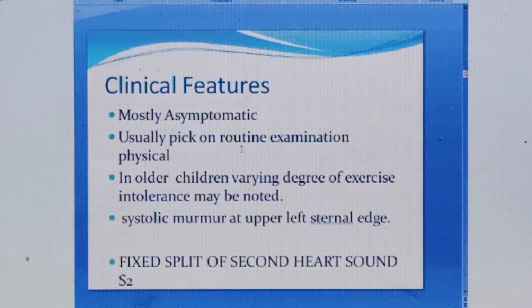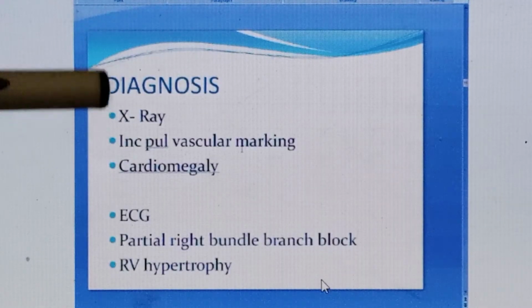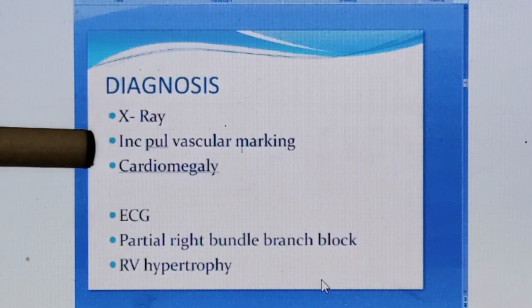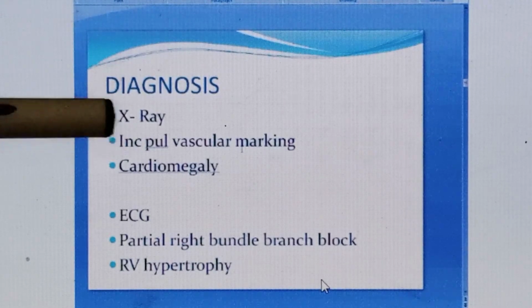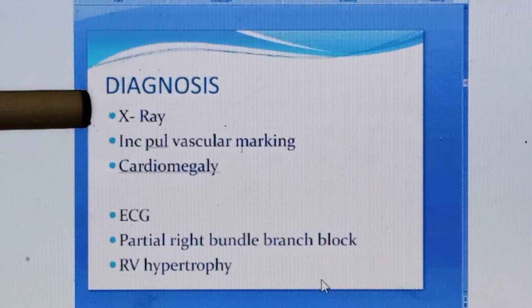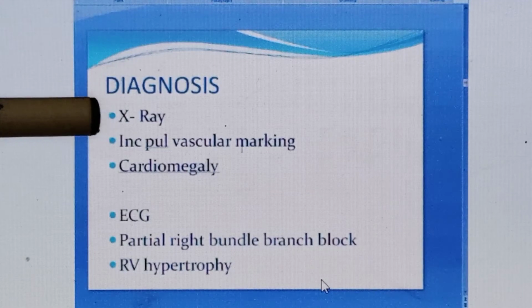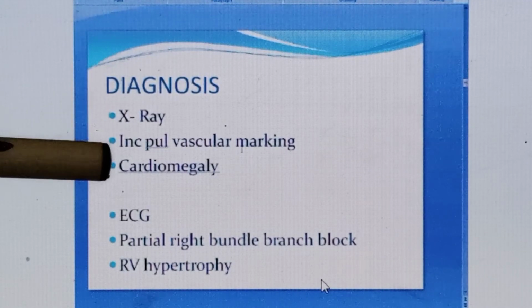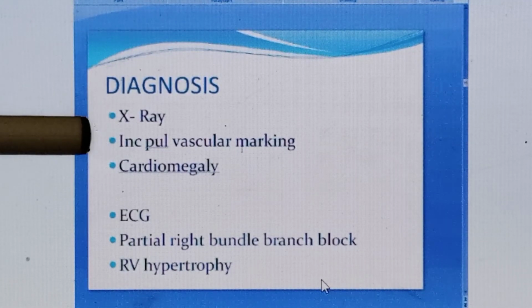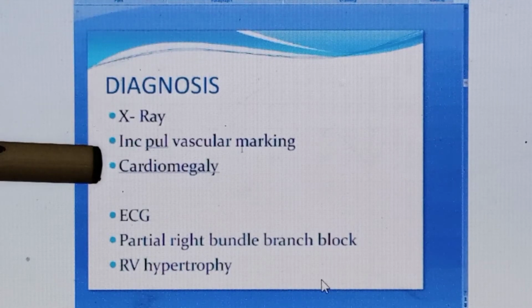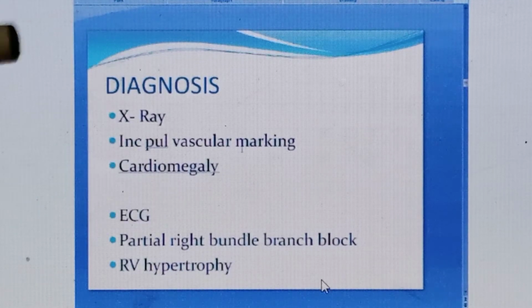Now come to the diagnosis, how we can diagnose. For diagnosis, the first step is chest x-ray. Chest x-ray shows an increase in the pulmonary vascular markings because of the volume overload in the pulmonary circulation. Sometimes, rarely, cardiomegaly can be seen because of right ventricular hypertrophy, but this is not a prominent feature in the x-ray.